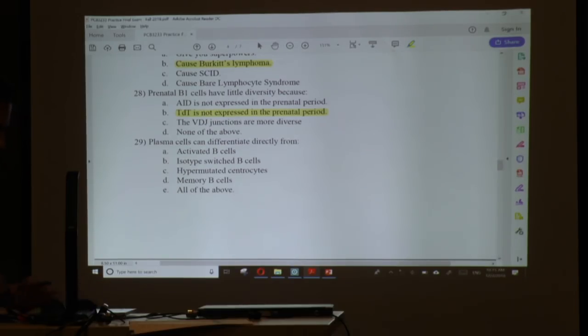Cool. So plasma cells, can they differentiate directly from an activated B cell? Can an activated B cell turn into a plasma cell right away? Yeah, right? Cool. Can an isotype switched B cell turn into a plasma cell? Yes. Can a hypermutated centrocyte, so basically a centrocyte that went through somatic hypermutation, turn into a plasma cell if told to do so? Yeah. Can a memory B cell turn into a plasma cell right away? Yeah. So all of the above.